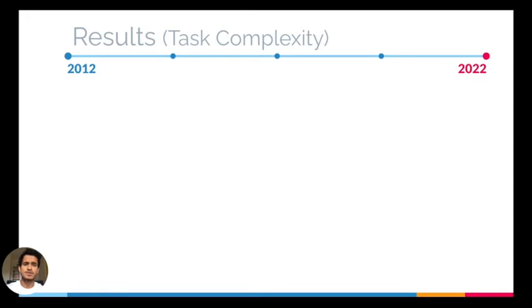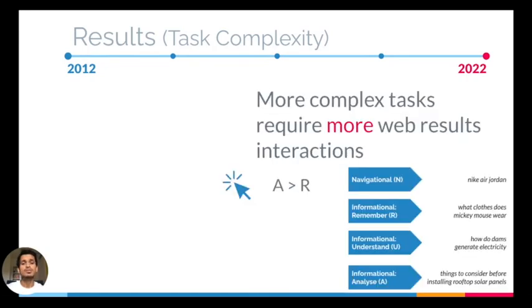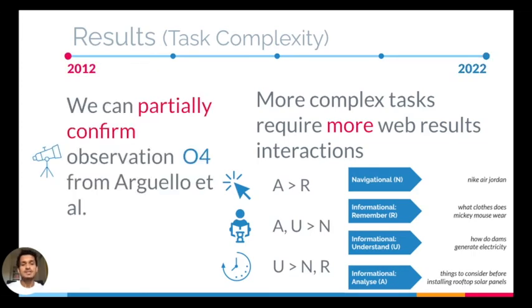Moving on to task complexity, we observe that more complex tasks require more web results interactions. For example, users significantly click more web results for analyze compared to remembered tasks. They had longer document reading times for analyze and understand compared to navigational tasks, and longer session duration for understand compared to navigational and remembered tasks. However, since we did not find significant differences of user interaction between all levels of task complexity, we can say we partially confirm the observation from the Arguello et al. paper, who found significant differences for all levels of task complexity.